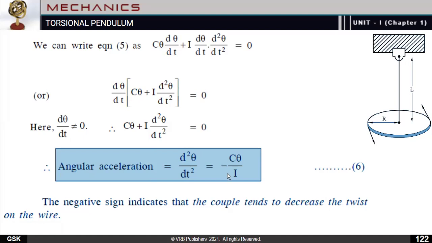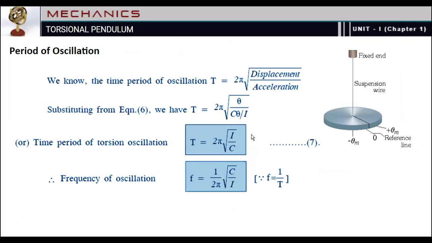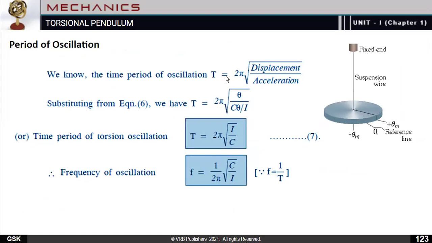This negative sign indicates the couple tends to decrease the twist on the wire. So after each and every oscillation, the twisting displacement will decrease. So finally, after some oscillation, the pendulum will come to rest position. Then for any oscillation, we have to calculate the time period and frequency. We already know the time period formula, that is 2 pi into root of displacement by acceleration. Displacement here is nothing but theta, and the acceleration we just calculated is the angular acceleration C theta by I. The minus is negligible here.